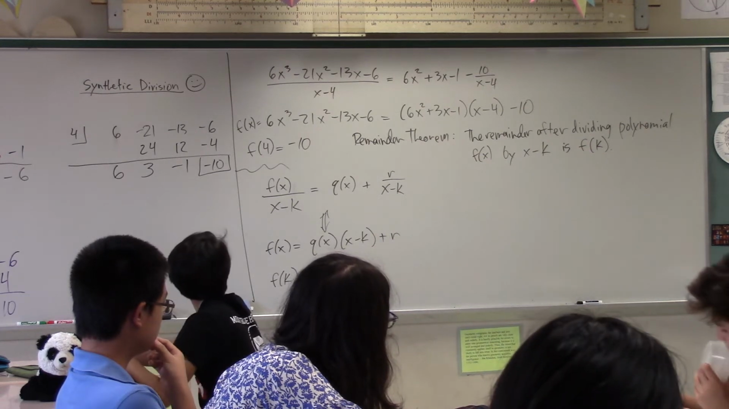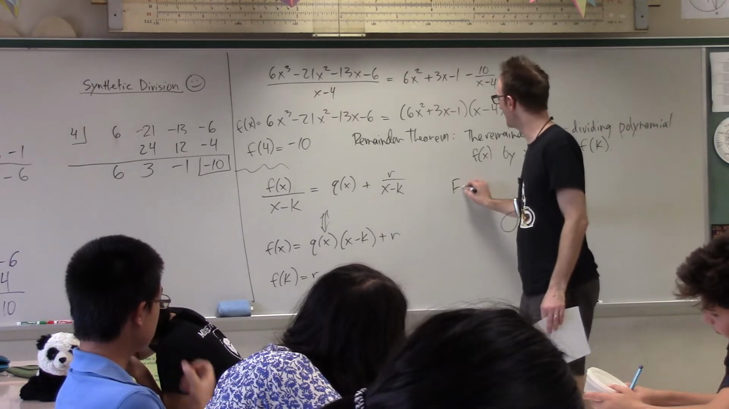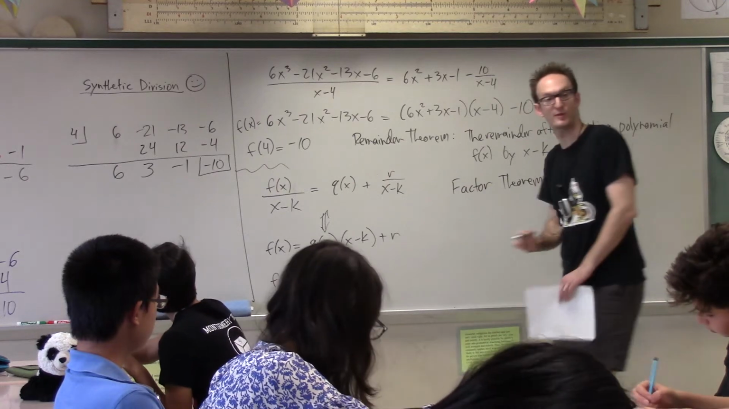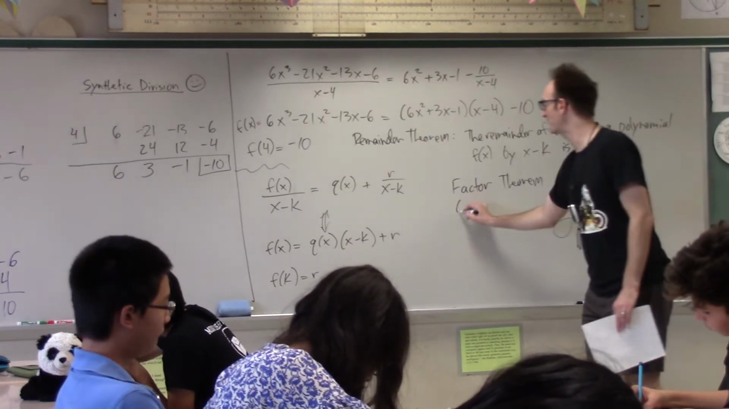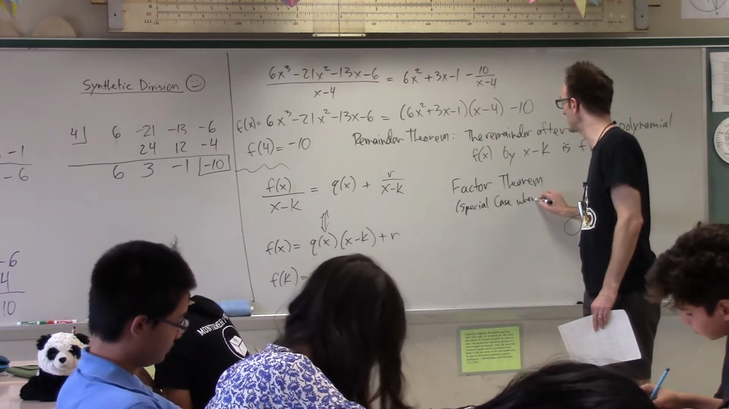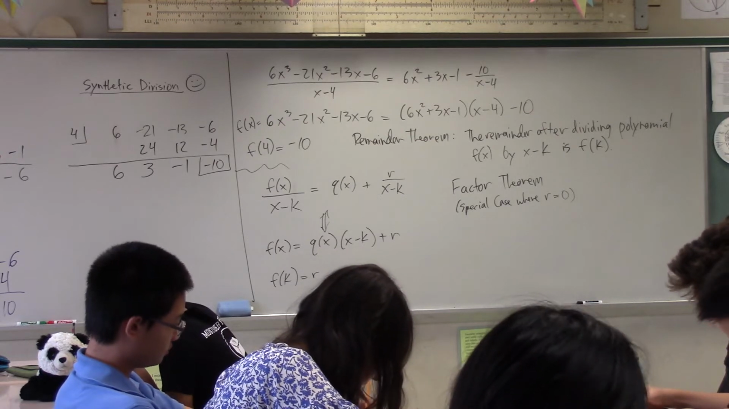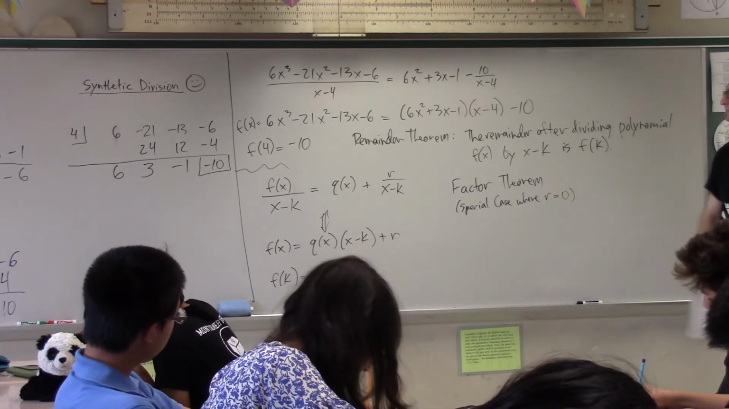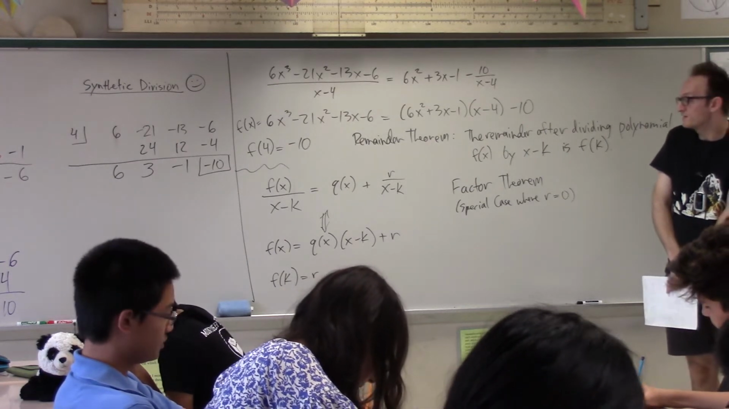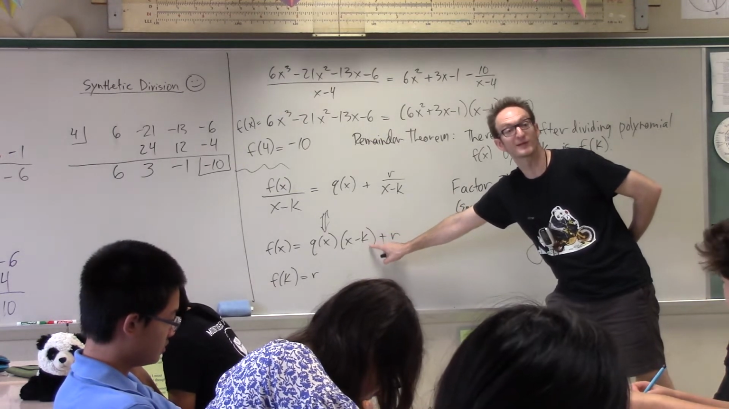I think I said that right. Cool? Okay, the remainder theorem is cute and stuff, but what's even better is the factor theorem. What is the factor theorem? The factor theorem is just the special case where r equals 0. If r equals 0, then x minus k just divided through evenly, right?